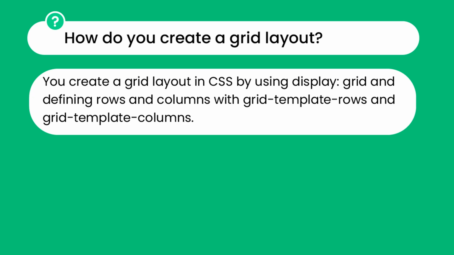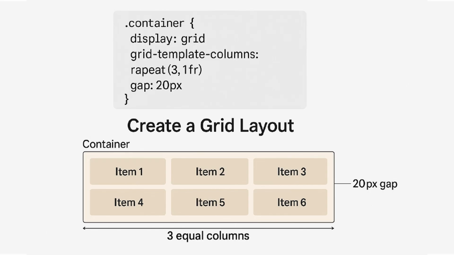And the next question is, how do you create a grid layout? To create a grid layout in CSS, you start by setting display: grid on a container element. Then define the structure using properties like grid-template-columns or grid-template-rows. For example, grid-template-columns: repeat(3, 1fr) creates a 3-column layout where each column takes equal space.